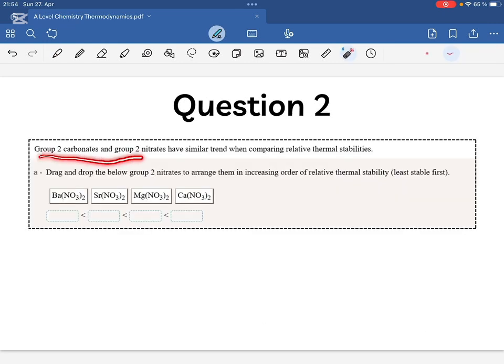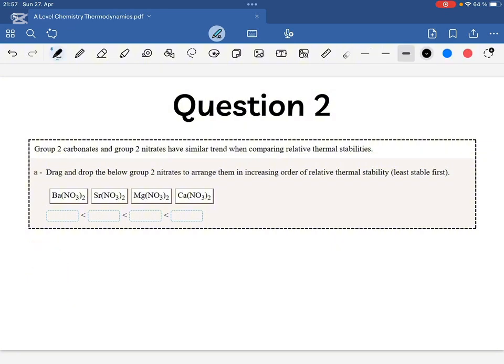Group 2 carbonates and group 2 nitrates have a similar trend when comparing relative thermal stabilities. Drag and drop the below group 2 nitrates to arrange them in increasing order of relative thermal stability. And they said that we need to put the least stable first. Now, thermal stability stands for the resistance of a substance to decompose at high temperature. Now, one thing we need to remember is that thermal stability increases as we go down the group. So since Mg in group 2 is above, it's going to be the one that's least stable.